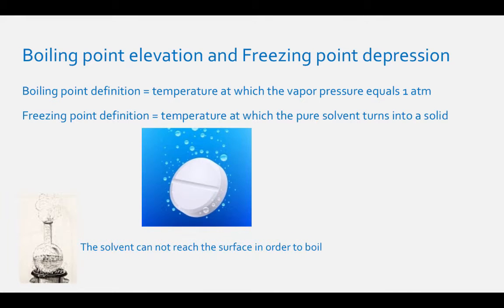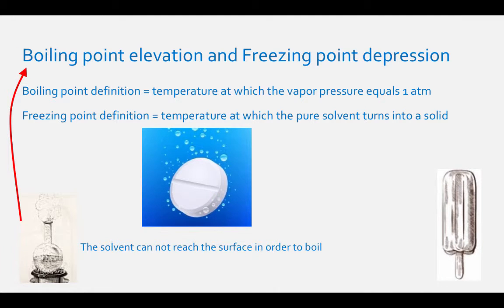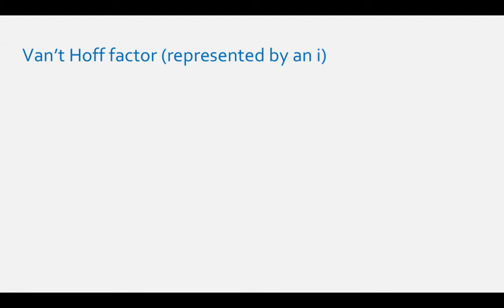order to boil. Thus, a higher temperature is needed for the vapor pressure to reach the surrounding pressure, and the boiling point is elevated. In the case of the freezing point, the solute particles get in the way of the solvent again. Thus, it is more difficult for the solvent particles to find the ice cube, and the freezing point is depressed. Another aspect of colligative properties we haven't mentioned yet is how many solute particles are dissolved in the solvent to make the solution.